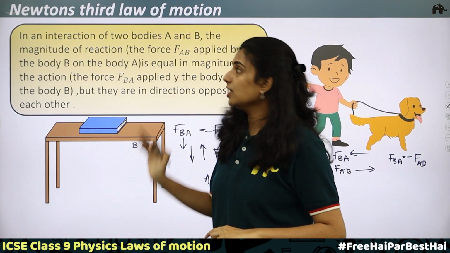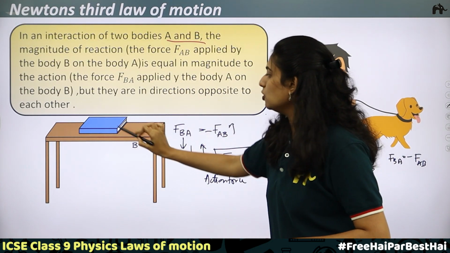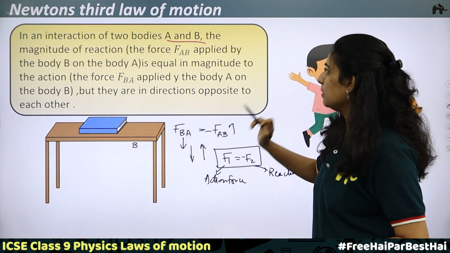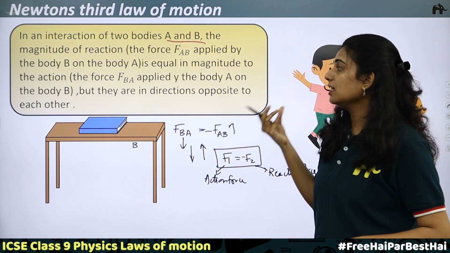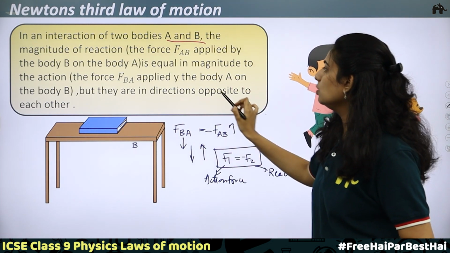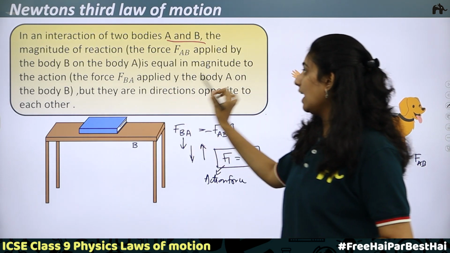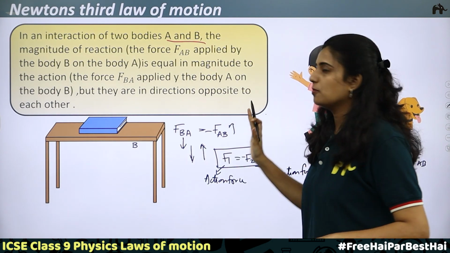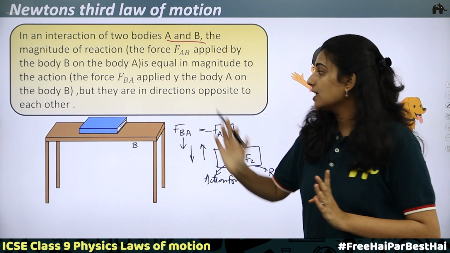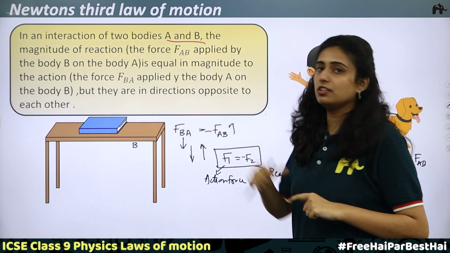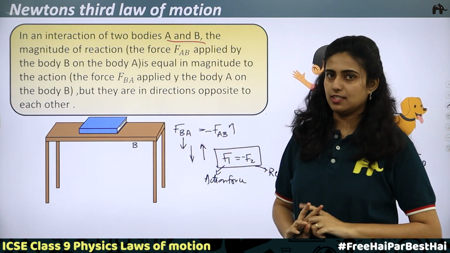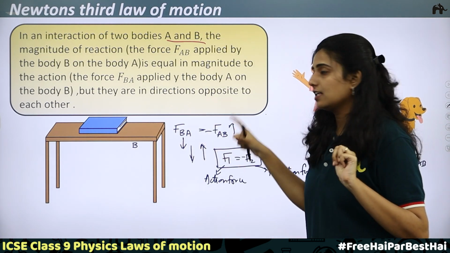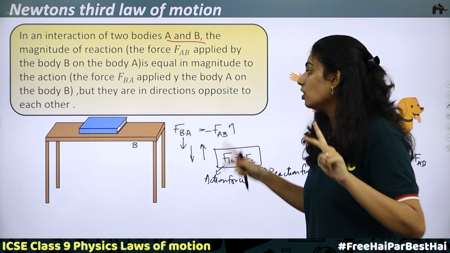In an interaction of two bodies A and B, here book and table, the magnitude of the reaction, the force FAB applied by the body B on the body A, is equal in magnitude to the action, the force FBA applied by the body A on the body B, but they are in directions opposite to each other. Understood? So there is interaction between the forces on the two bodies, and two bodies are present in this case. There are two bodies and two forces. Remember these things. Action and reaction are two forces and they are acting on two different bodies.